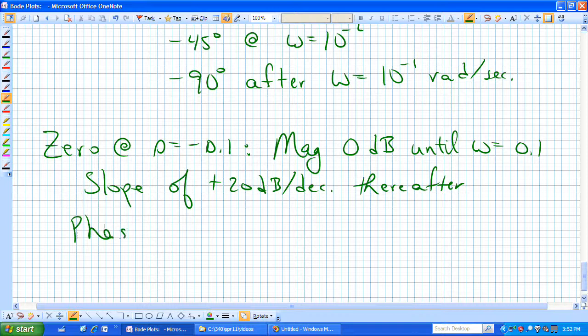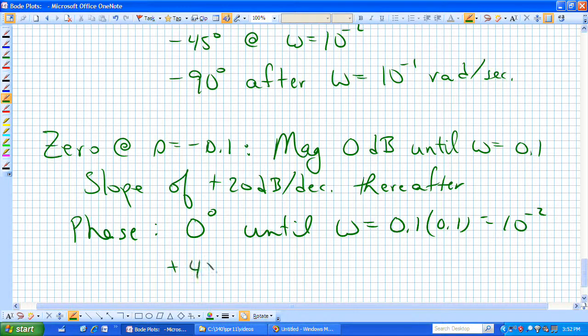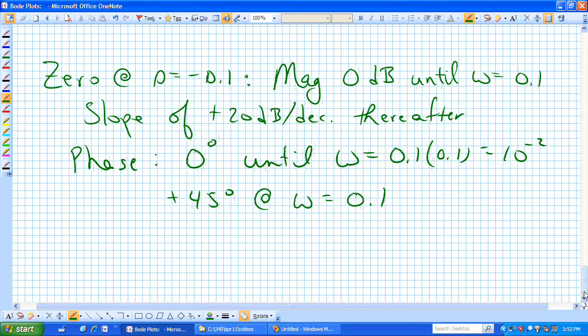The phase, again in time constant form, is going to be 0 until a decade before the break, which is 0.1 divided by 10, or 10 to the minus 2 radians per second. It's a zero, which is upstairs, which says that it's going to be halfway to its destination of plus 90 degrees right at the break, so it'll be at 45 degrees right at the break of omega equals 0.1. It will then reach plus 90 degrees a decade after the break, and thereafter it will be locked at plus 90 degrees at 10 to the 0, or at 1.